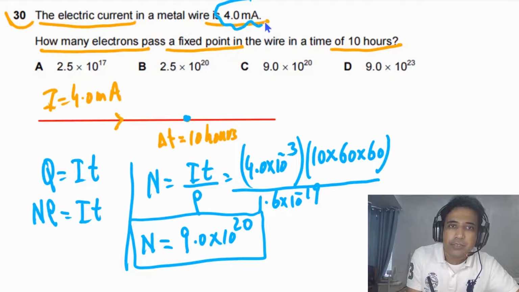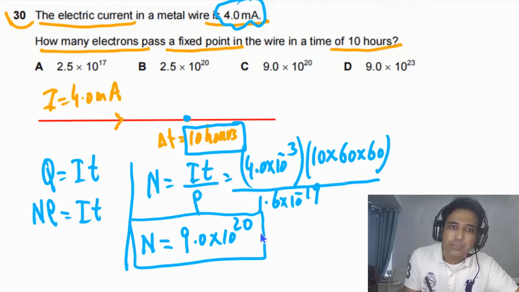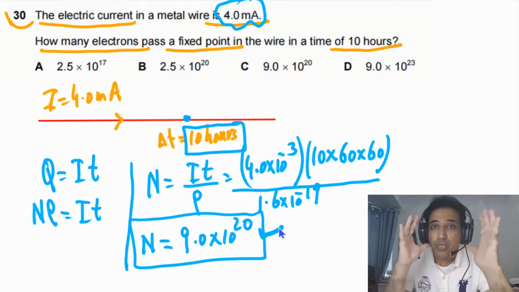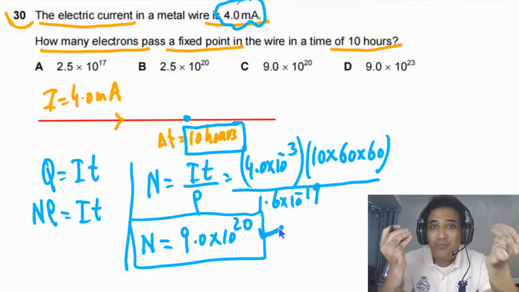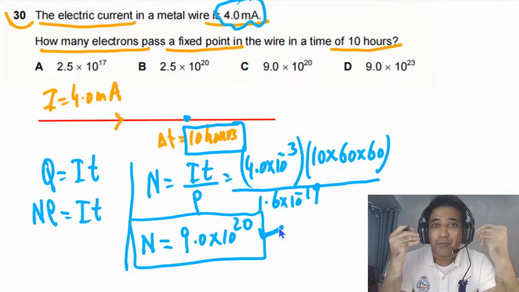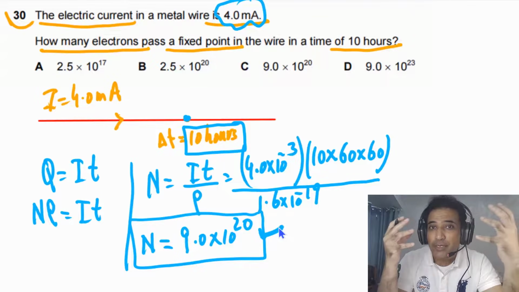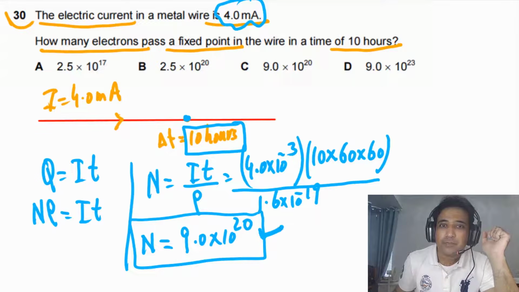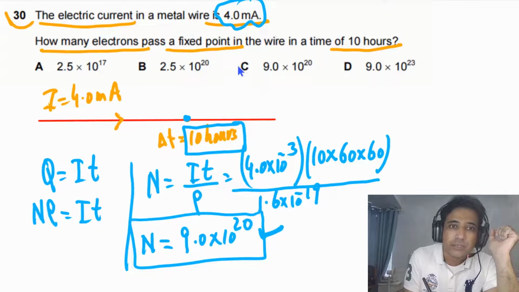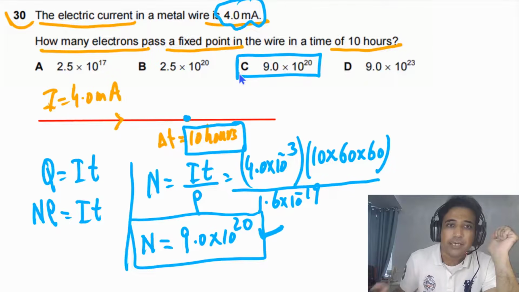If the current is this, and we look at this point for this period of time, we will see this many electrons passing through this point. So try to visualize physics. Physics is beautiful. Physics is your way of thinking. Otherwise it becomes very boring if you just use the formula. Try to enjoy that. Try to develop your way of thinking. Physics is a way of thinking. So the answer for this question is C.